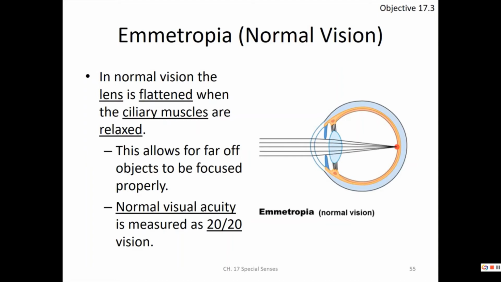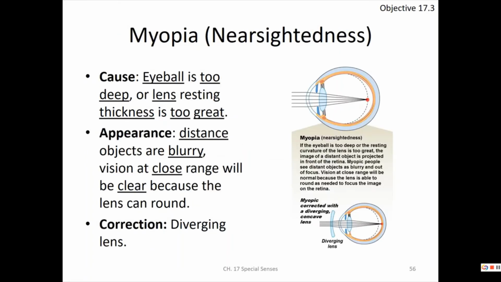Now, myopia is nearsightedness. One of the things I will ask you is what is the cause of either myopia or hyperopia? Why do we call it nearsighted? Well, there are two common causes. The eyeball is either too deep, which means that when the focal distance is measured, it is too short, too great of a focal distance.